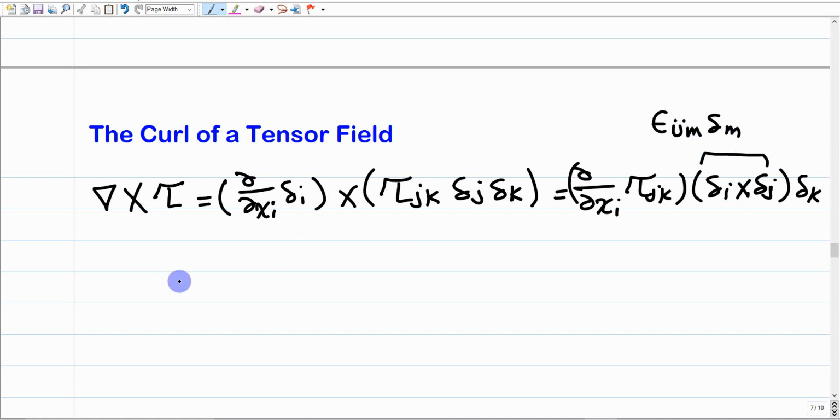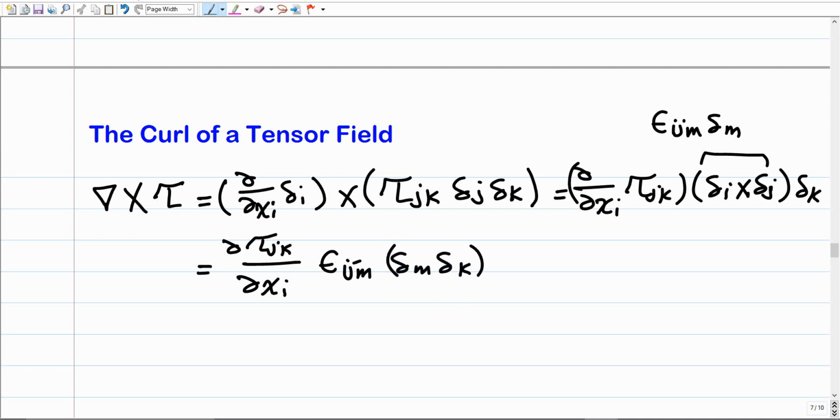Then let us do the multiplication. This is gonna give us at the end the partial tau jk by partial xi and epsilon ijm delta m delta k. So as you can see, these two deltas give us a tensor. So the curl of a tensor gives another tensor. Make sense?